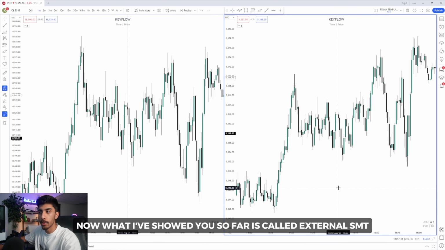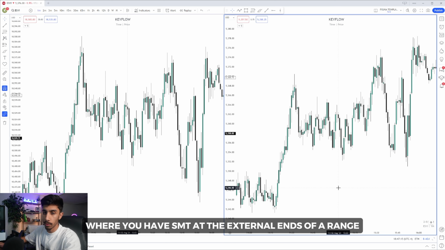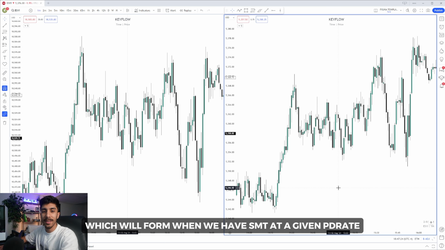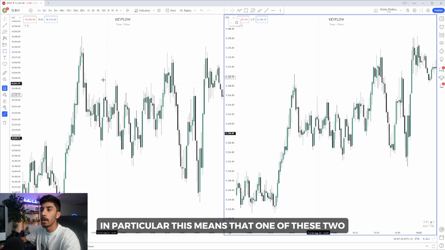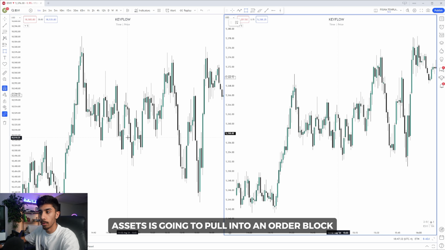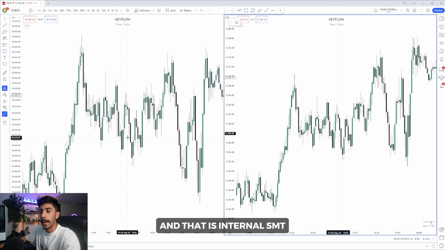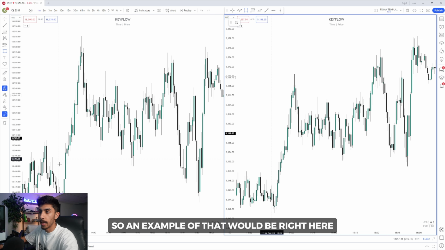Now, what I've showed you so far is called external SMT, where you have SMT at the external ends of a range, whether that's a range high or a range low. There is also something known as internal SMT, which will form when we have SMT at a given PD array, fair value gaps or order blocks in particular. This means that one of these two assets is going to pull into an order block or a fair value gap, and the other one will stay above it or below it, depending on if you're bullish or bearish, and that is internal SMT. So an example of that would be right here.